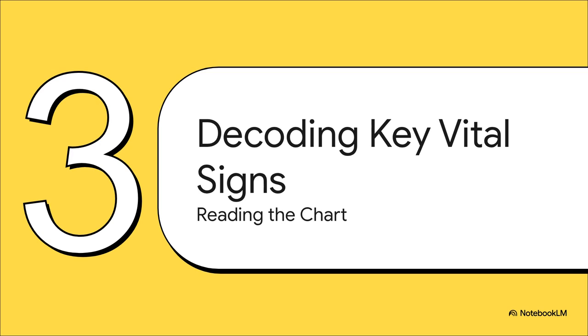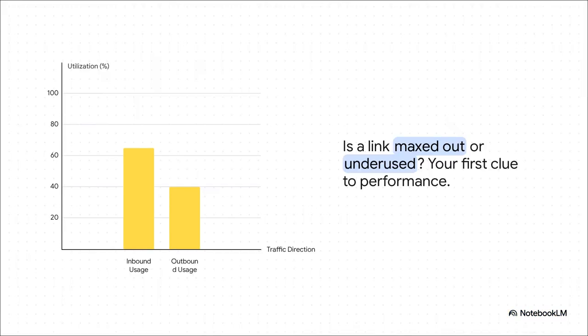Okay, so how does it all work? Let's pretend the dashboard is a doctor's chart and learn how to read the vital signs. This is where we go from, yep, there's a problem, to, aha, I know exactly what this is. The very first vital sign, and honestly the most basic, is utilization. This just tells you, straight up, how much of your network's capacity, your bandwidth, is being used for traffic coming in and traffic going out. Is a link always slammed at 100%, or is it sitting idle? This is clue number one.